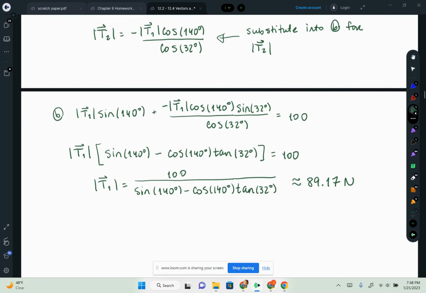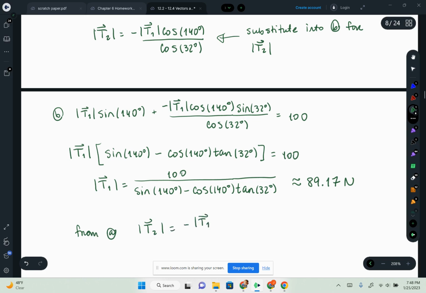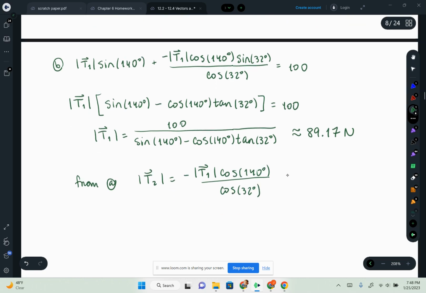Okay, so I can take that 89.17 and I can go ahead and substitute it in for T2, because we know that from A, T2 in magnitude is going to equal negative T1 in magnitude times cosine of 140 degrees all over the cosine of 32 degrees. So I go ahead and I substitute my 89.17 newtons in here, and this will give me approximately negative 89.17 times cosine of 140 degrees all over cosine of 32 degrees.